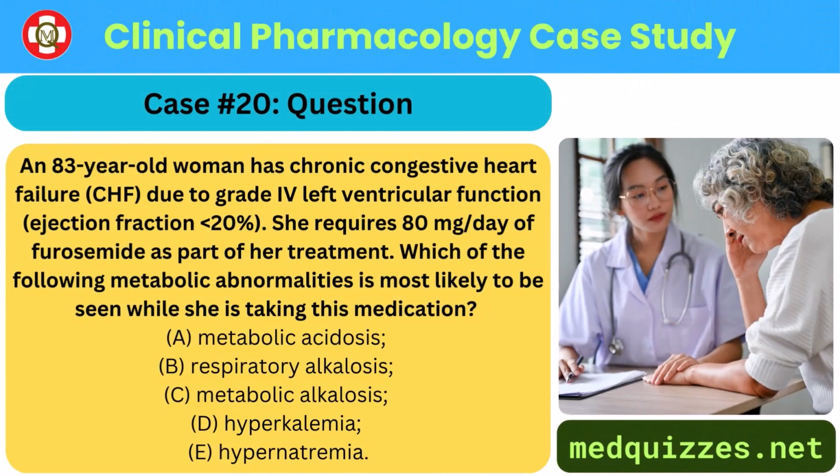Case number 20, an 83-year-old woman has chronic congestive heart failure, CHF, due to grade 4 left ventricular function, ejection fraction less than 20%. She requires 80 mg per day of furosemide as part of her treatment. Which of the following metabolic abnormalities is most likely to be seen while she is taking this medication? A. Metabolic acidosis. B. Respiratory alkalosis. C. Metabolic alkalosis. D. Hyperkalemia. E. Hypernatremia.